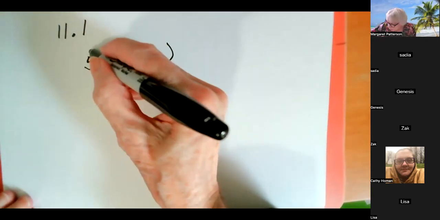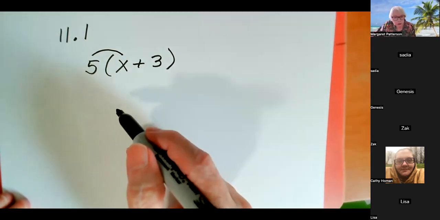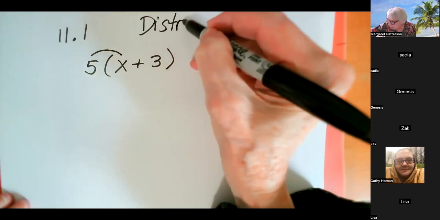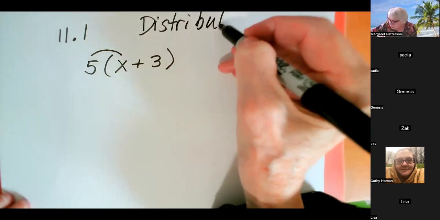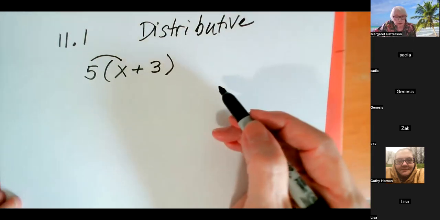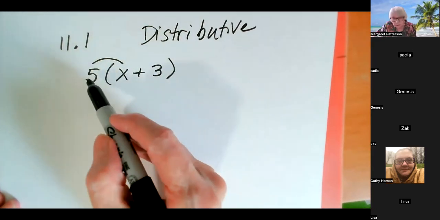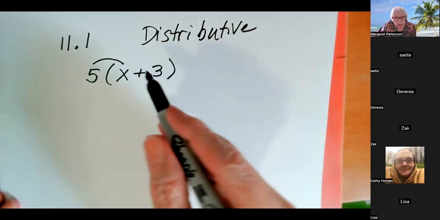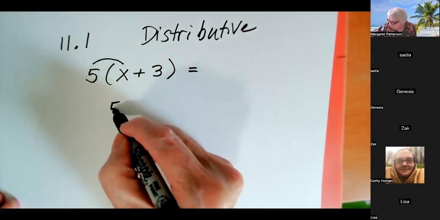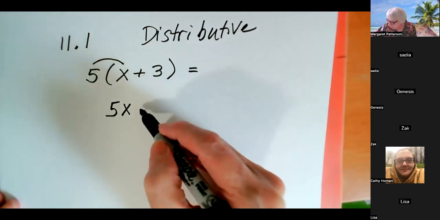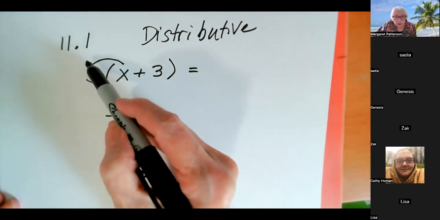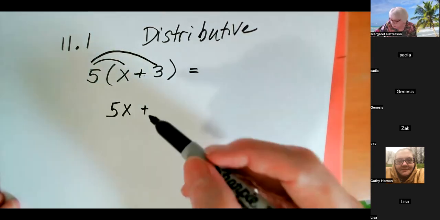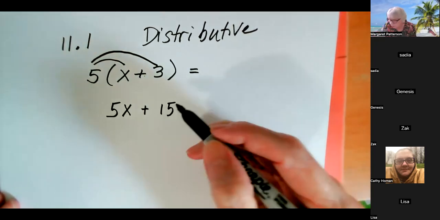And so this is the distributive property, and they wanted you to remember it if you haven't ever seen it before. Distributive, so you distribute the 5 to each of these. So 5 times X would be 5X. And plus, you distribute to the next number, 5 times 3 is 15.